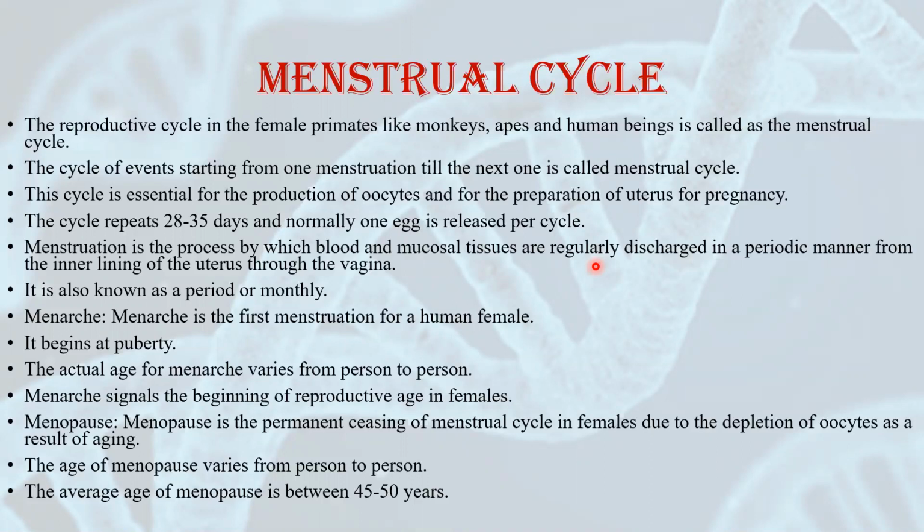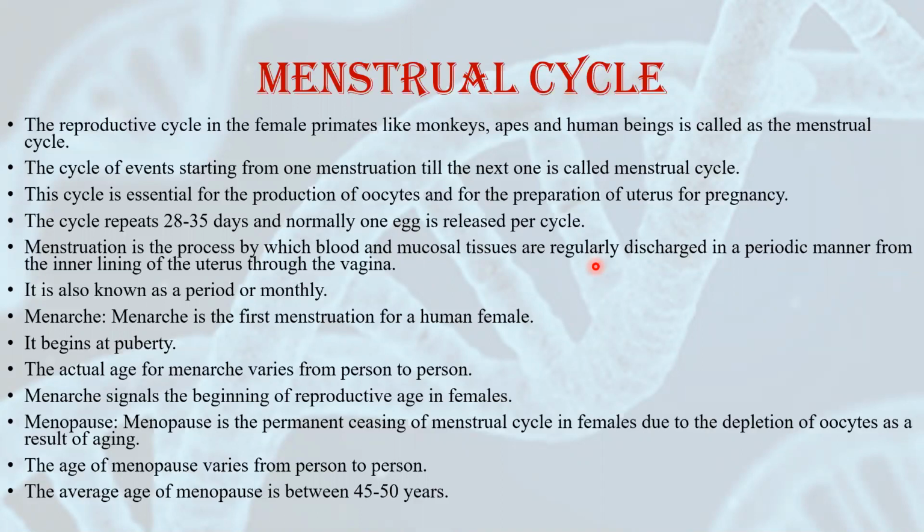Now when the menstruation starts in a female, that age or that phase is known as menarche. It generally begins at puberty. If there is menarche, that means the girl has entered into puberty. And this age for menarche is different in different people. In some it can be 10 years, in some it can be 15 years, in some it can also go up to 17 years. Menarche signals the beginning of reproductive age in females.